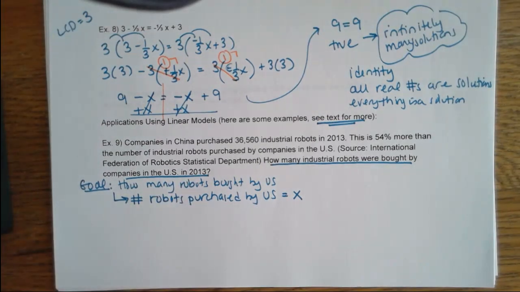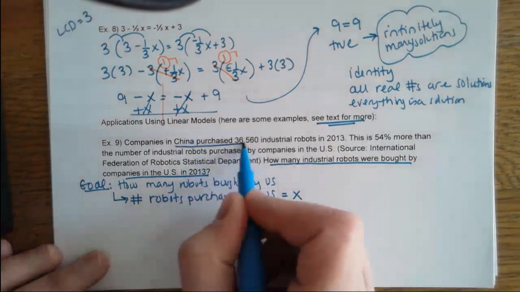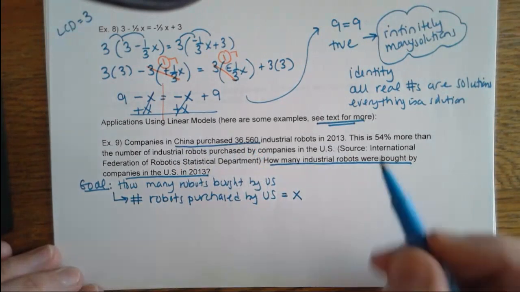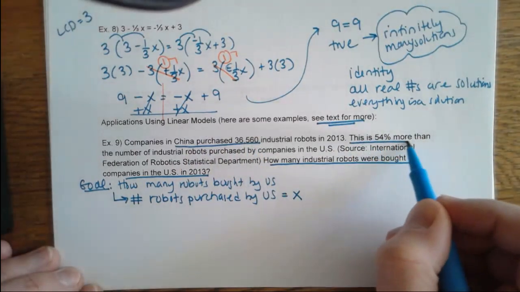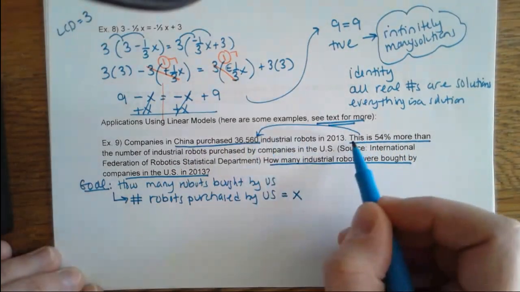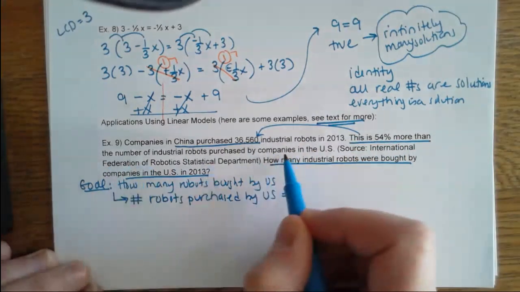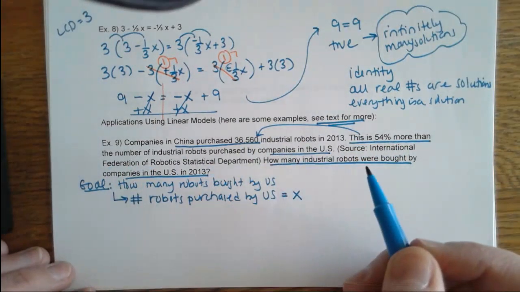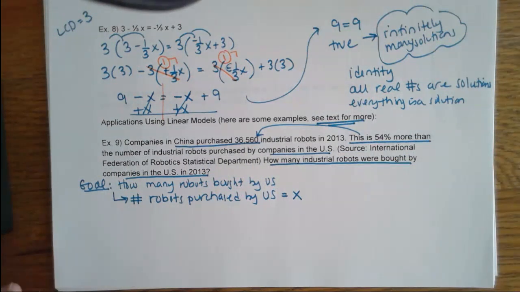Now you need to look at your information and try to create an equation. So I know that China purchased 36,560. I know that this is 54%, so this number here is 54% more than whatever the US purchased. So China purchased more than the US is what they're telling us here.